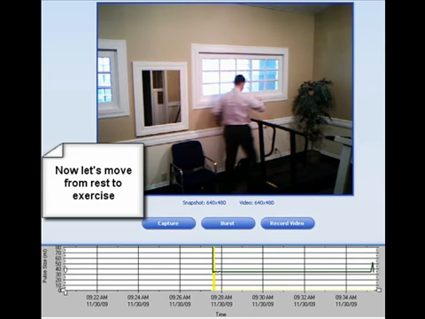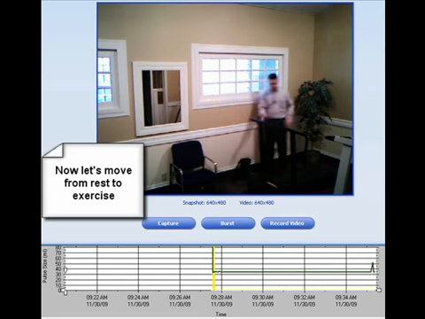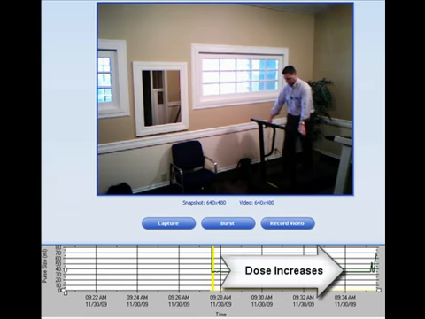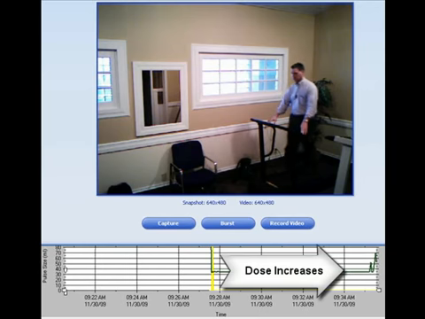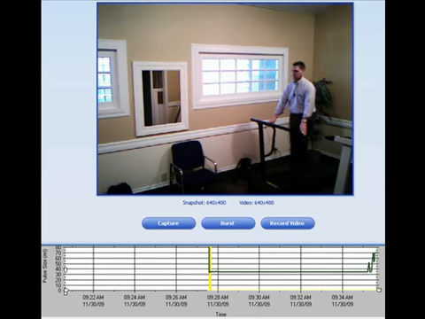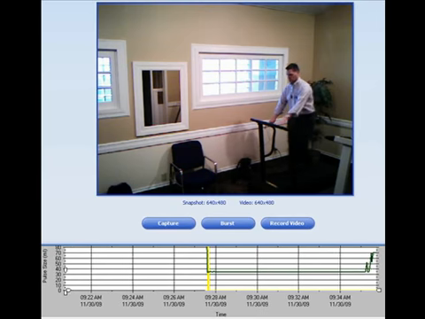We can see that while Rich was sitting, he got his normal dose of oxygen. But we can also see on the green chart at the bottom that as Rich gets up and moves to the treadmill, his dose is changing. The dose is increasing due to his exertion. SmartDose recognizes that he is now exerting and has increased the dose automatically. Now let's jump ahead again to see what happens as he continues to exercise.